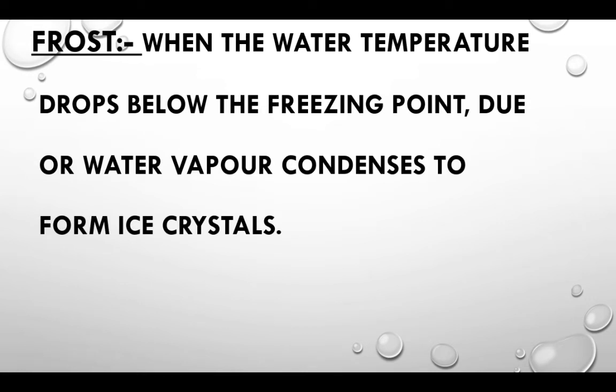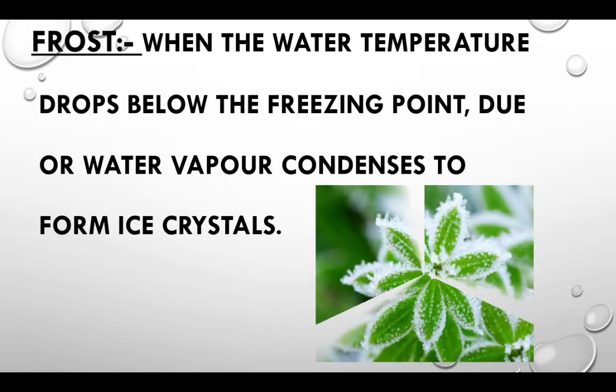Next is the frost. When the temperature drops below the freezing point, means when the temperature is very low, dew or water vapor condenses to form ice crystals which are known as frost. So these are the tiny droplets of water around the leaves which are condensed and frozen to form the ice crystals. These frozen ice crystals are known as frost.